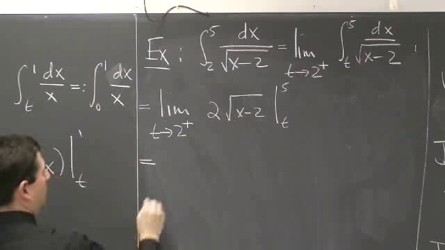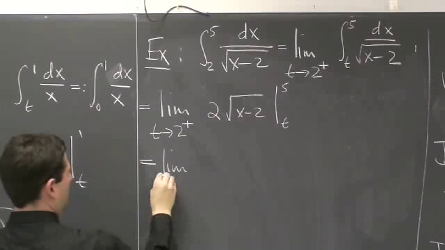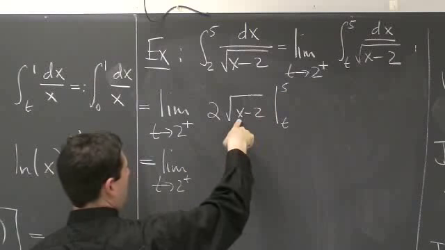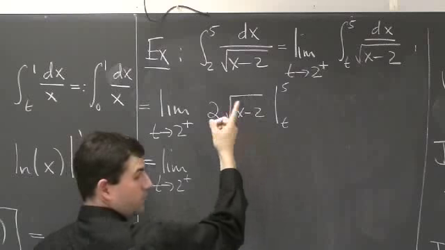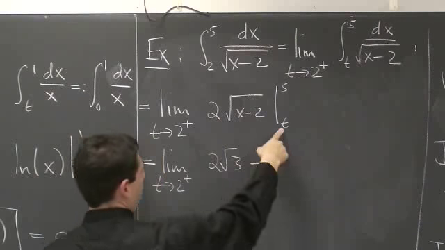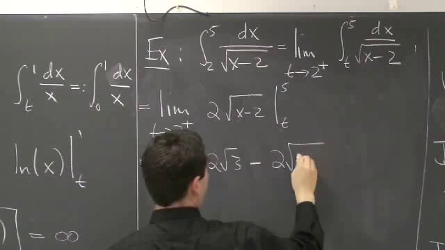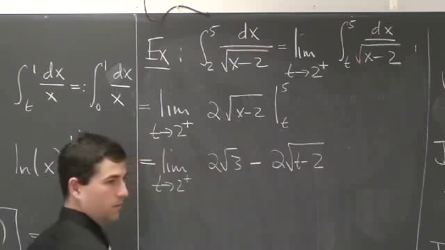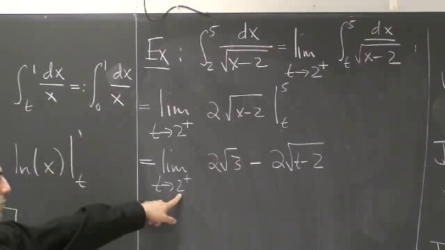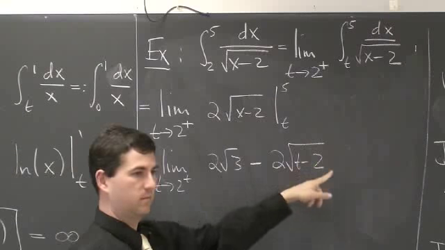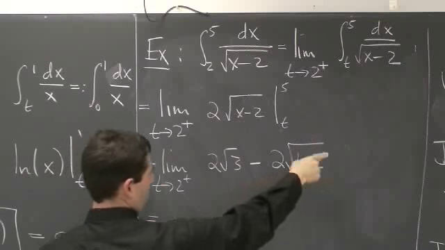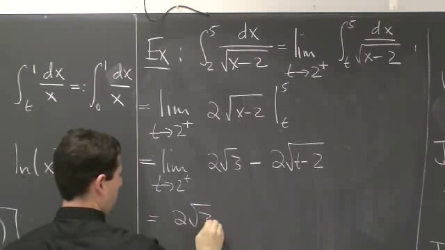Okay. So now this equals the limit as t goes to 2 of, all right, we have to put in the 5. So when you put in a 5, you get 5 minus 2 is 3. So 2 root 3 minus, when you put in a t, you just get 2 square root of t minus 2. And as t goes to 2 from the right, this just approaches 0. So this whole thing goes away, and you just get 2 root 3.